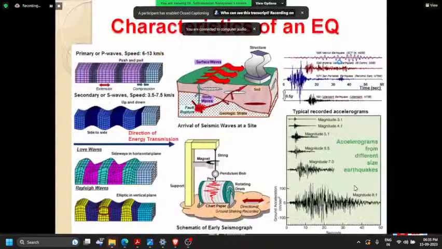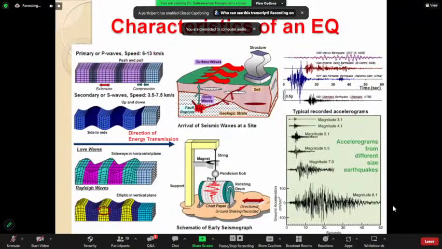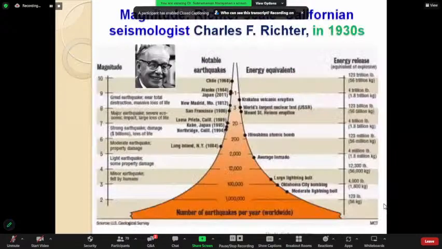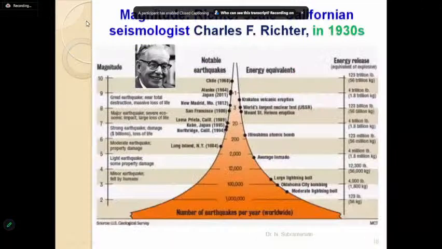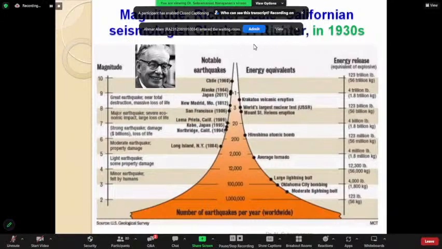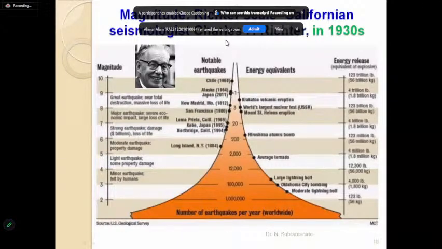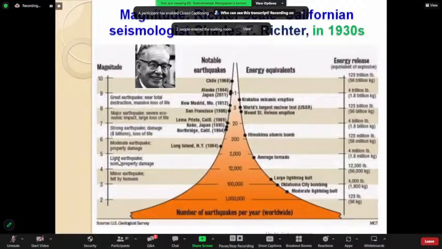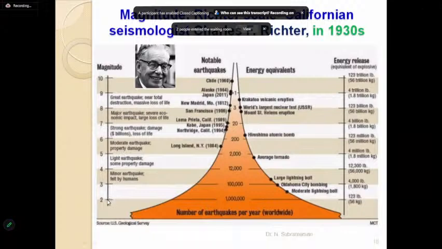This shows a 3.1 earthquake, and this shows the magnitude 8.1 earthquake. So this is a very important slide. It shows the Richter scale, which was developed by a Californian seismologist, Charles F. Richter, in the 1930s. It shows a picture of him. And one important thing you have to remember is that from 2 to 3 on the scale, it is 32 times the energy that is released.